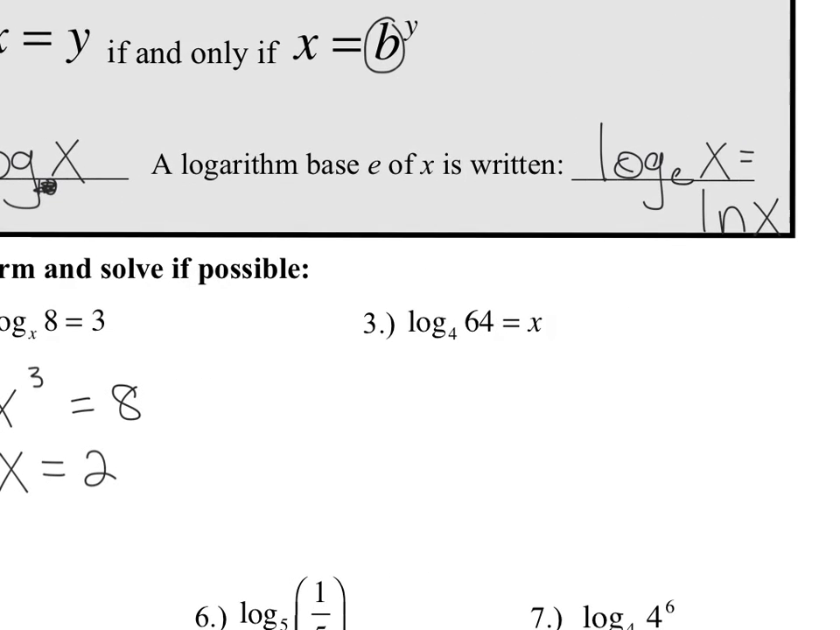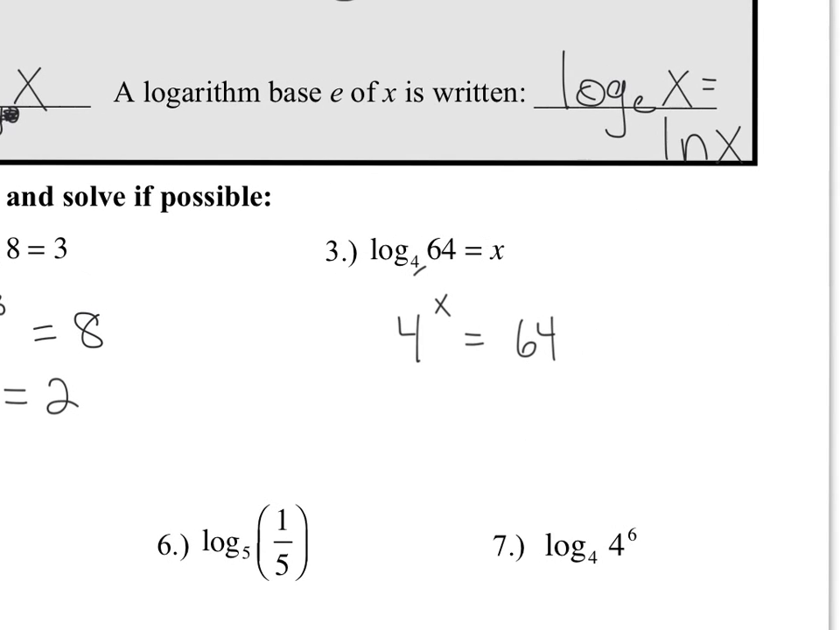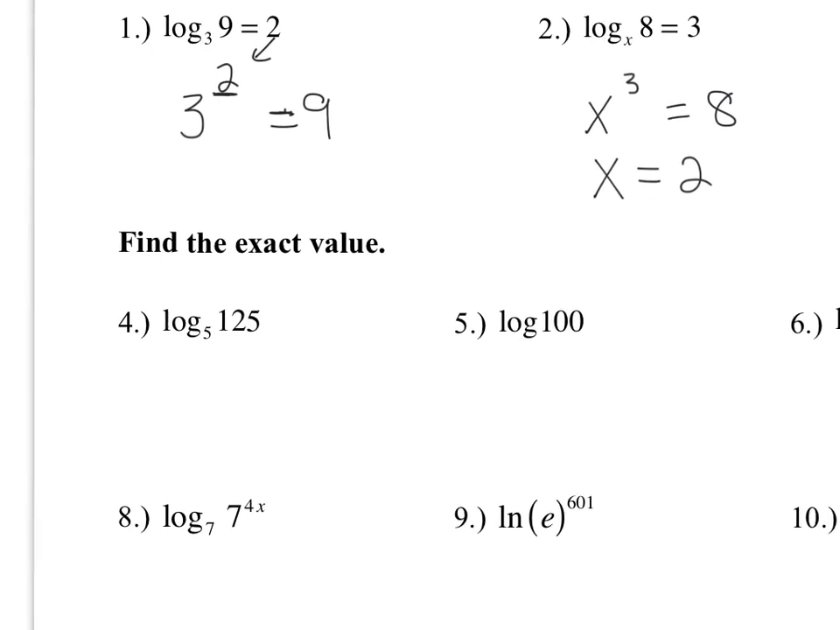And the third problem, the base of the log is 4, and 4 and 64 get separated. And then x will be the exponent of the 4. So that's rewriting from log to exponential. Oh, I guess we can solve that one. X would equal 3 because 4 to the third power is 64. So now we're just going to find the exact values.